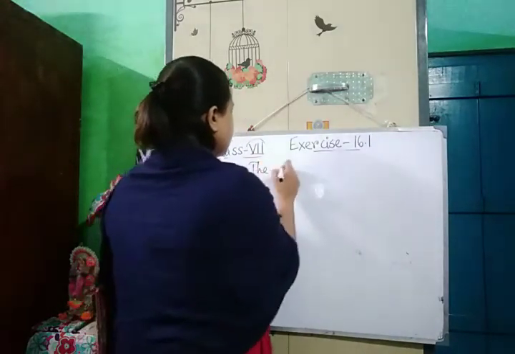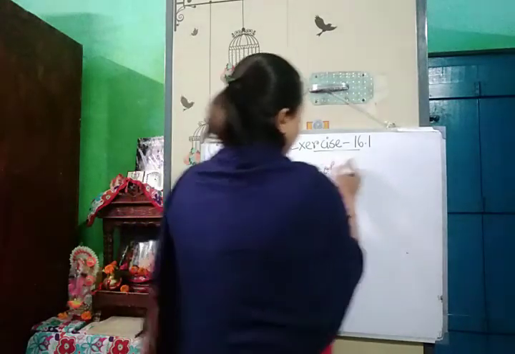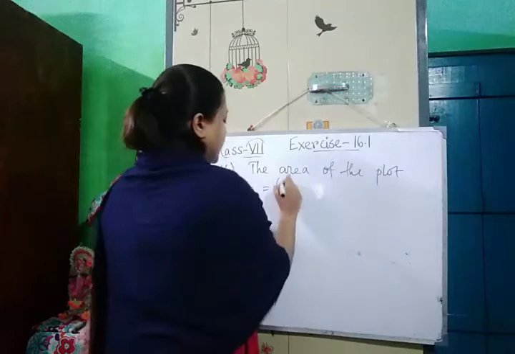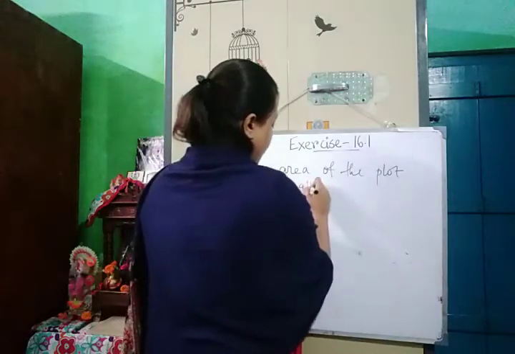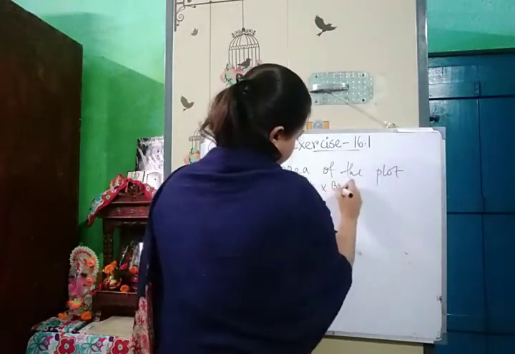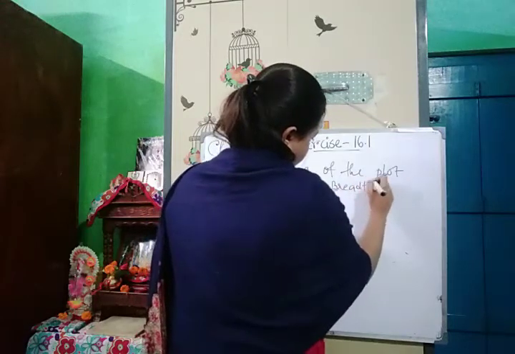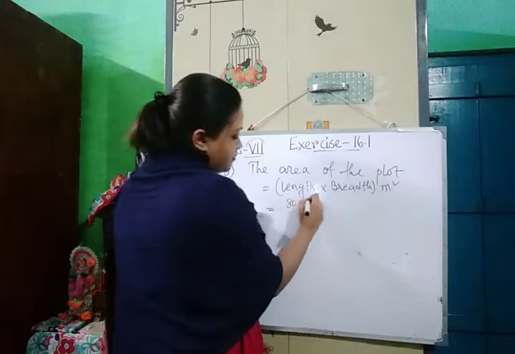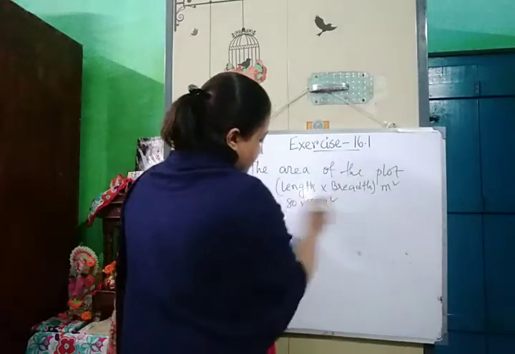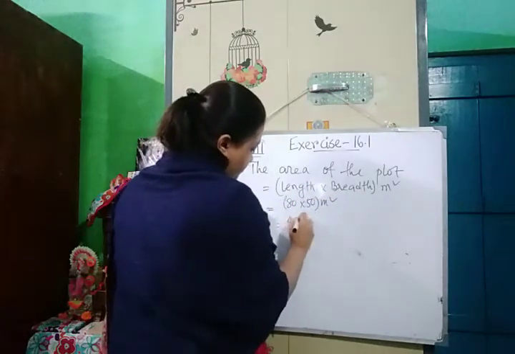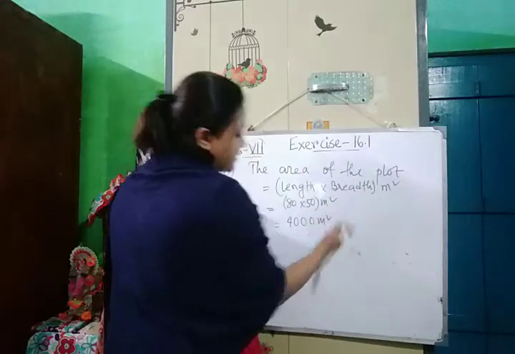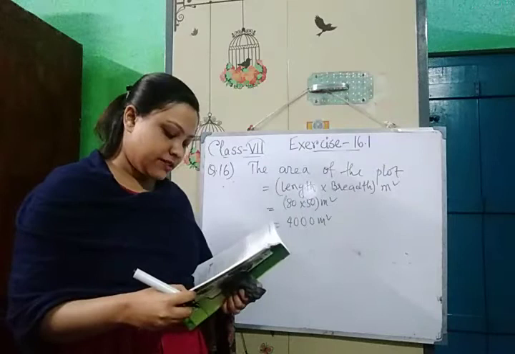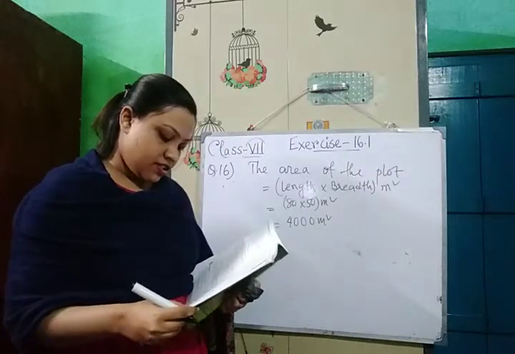The area of the plot is equal to length into breadth meter square. So length is 80, breadth is 50 meter square. So it will be 4000 meter square.